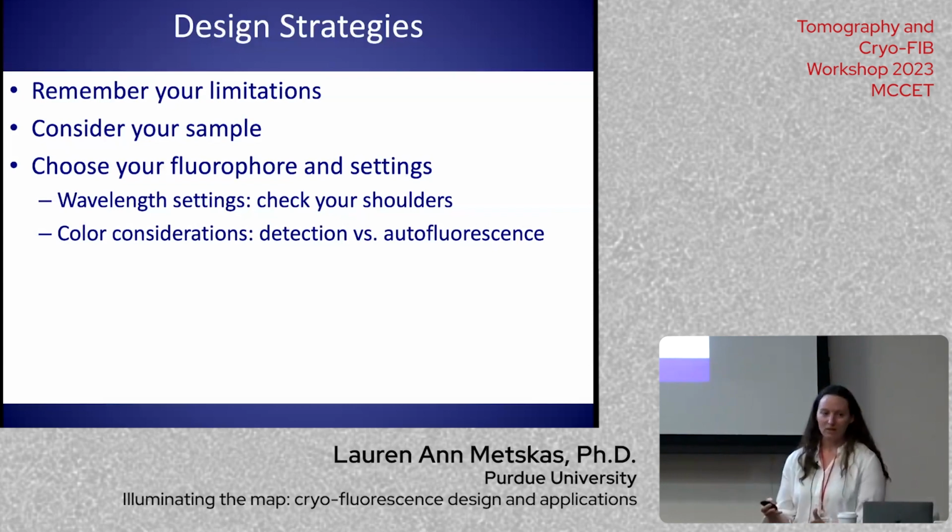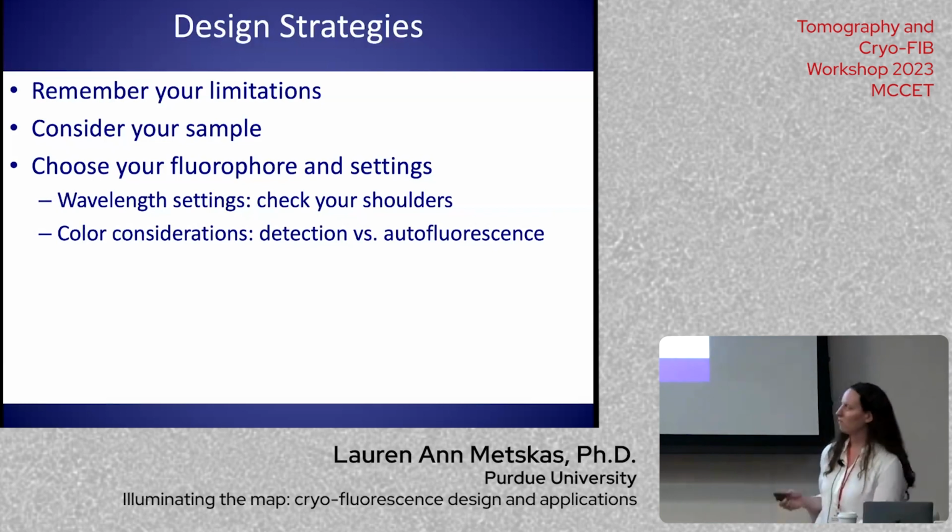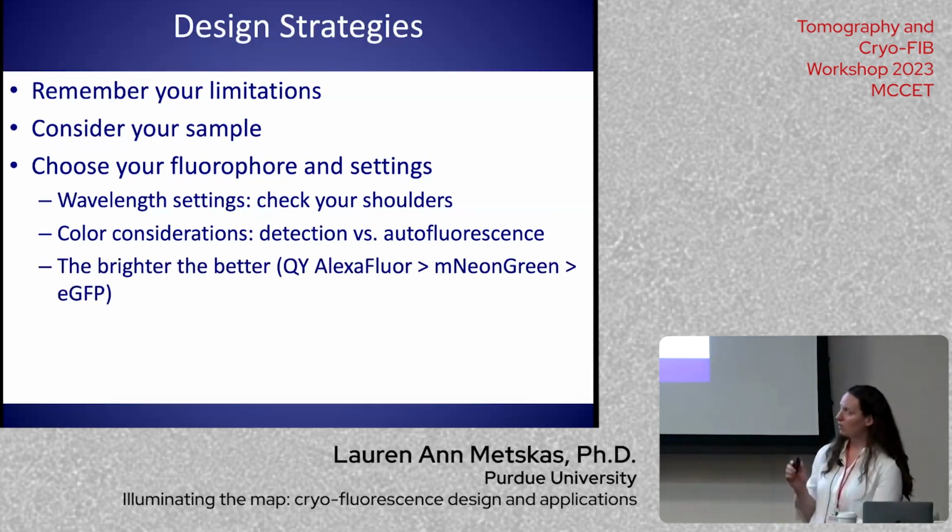One of the things I like to do is put a labeled sample and an unlabeled sample next to each other in two separate grids, put them both into the microscope, figure out the settings for the labeled one, and then take a look at what I'm getting for the autofluorescence. If your autofluorescence isn't that bad, I would go into the green. If it is bad, go into the red.